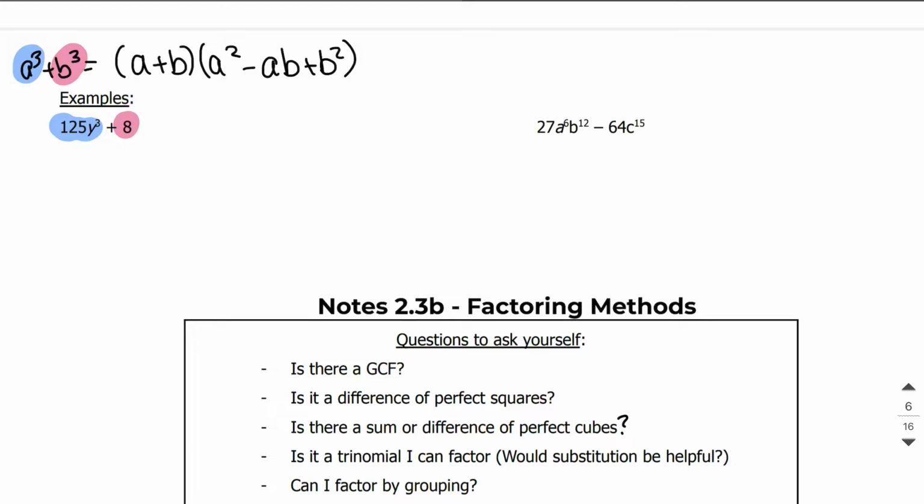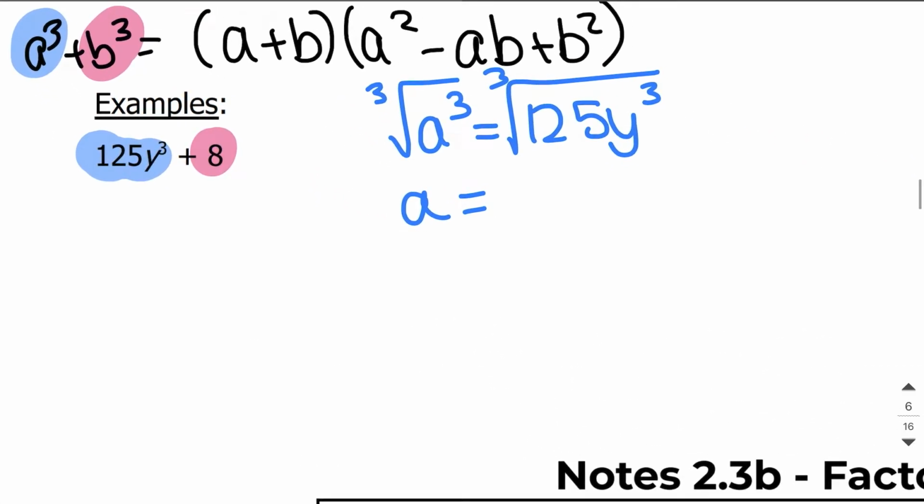If we know that a cubed is 125y to the power of 3, then we can cube root both sides. The opposite of cubing is cube rooting. So I would get a equals, and then right here, the cube root of 125 is 5 because 5 multiplied by itself 3 times gives me 125. And then the cube root of y to the power of 3 is just y.